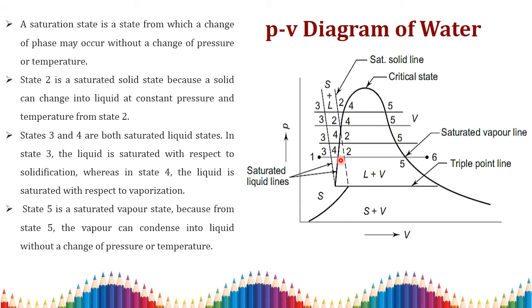We have discussed that in the previous one. That is the latent heat added at that point, so that is called 2 to 3. Then 3 to 4, both are saturated liquid states. State 3 is liquid saturated with respect to solidification, whereas in state 4 the liquid is saturated with respect to vaporization. Again, 4 to 5 is the vaporization state.